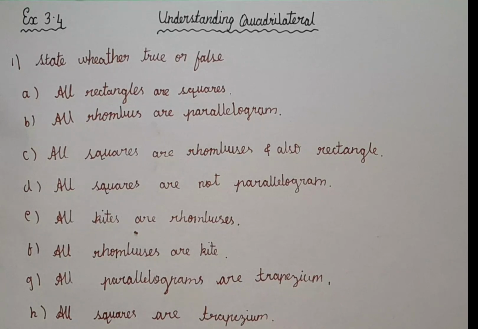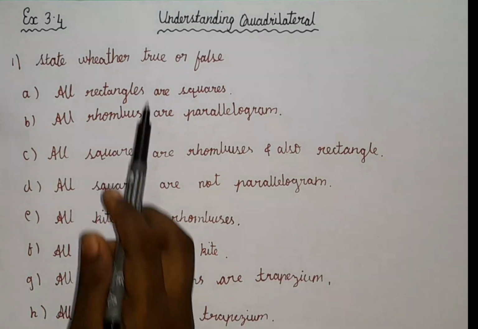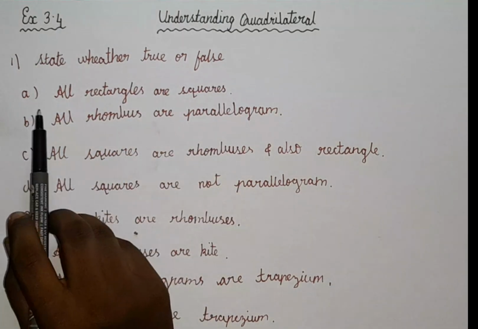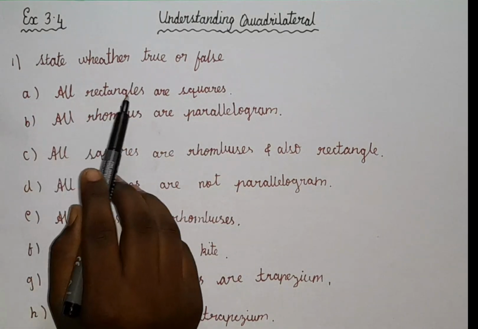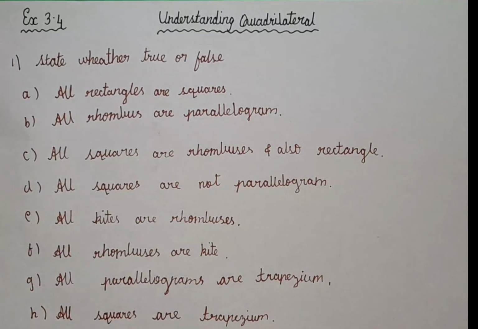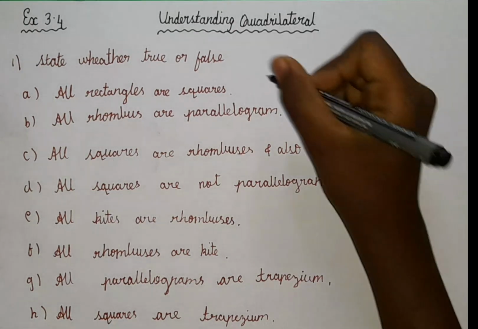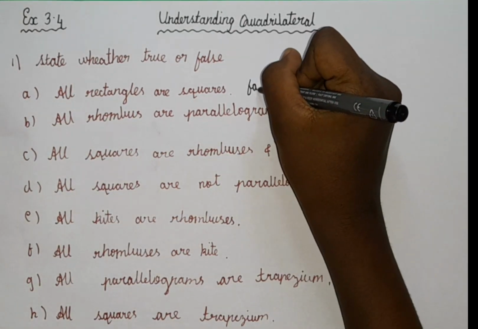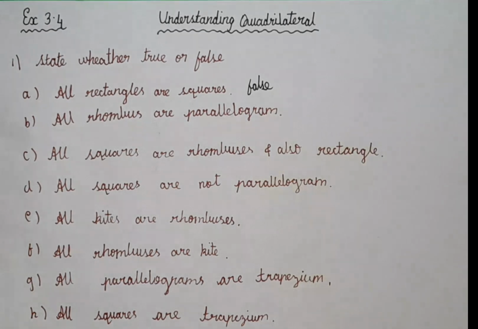So guys, let's read the question. State whether true or false. The first subdivision is all rectangles are squares. So here, is it true or false? It is false. Let me write false. You might be wondering why.